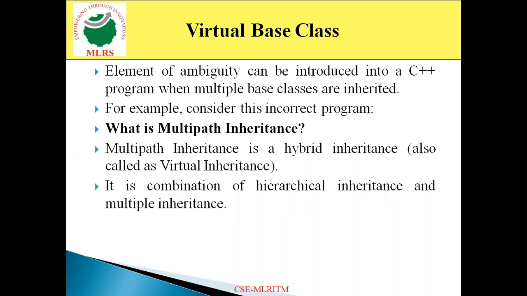This ambiguity condition will make the program incorrect, and that ambiguity condition is generated because of multipath inheritance. What is meant by multipath inheritance? It is done by means of hybrid inheritance, and this hybrid inheritance is nothing but the combination of hierarchical inheritance and multiple inheritance. Hierarchical inheritance and multiple inheritance are two types of inheritances. With this combination of two types of inheritances, we implement hybrid inheritance.